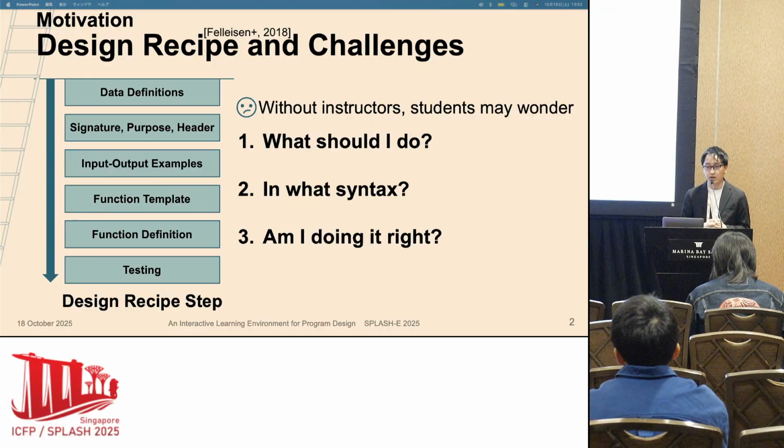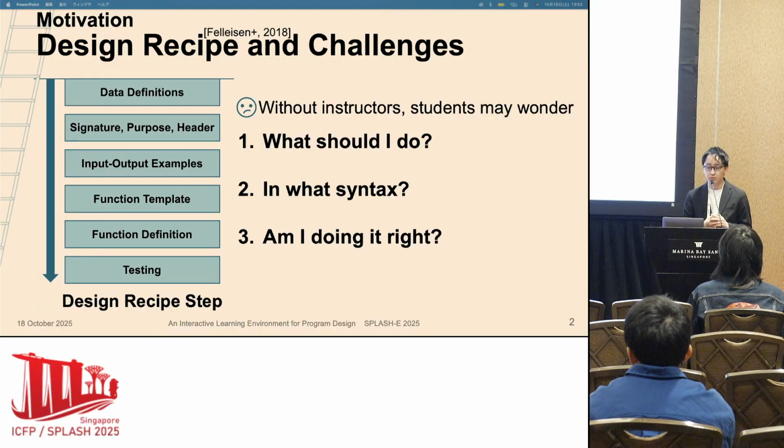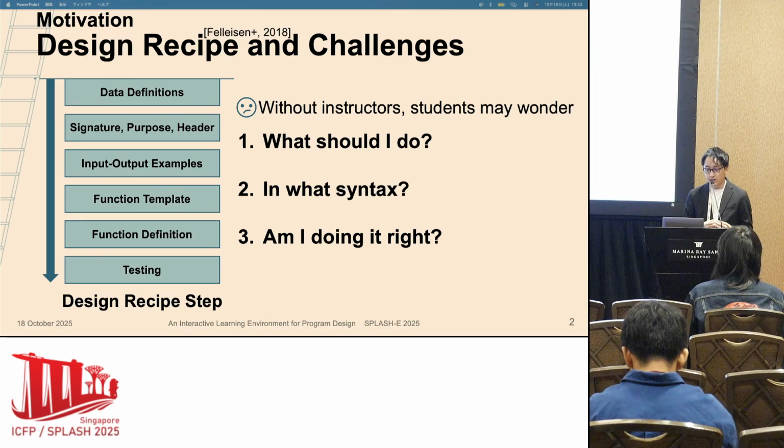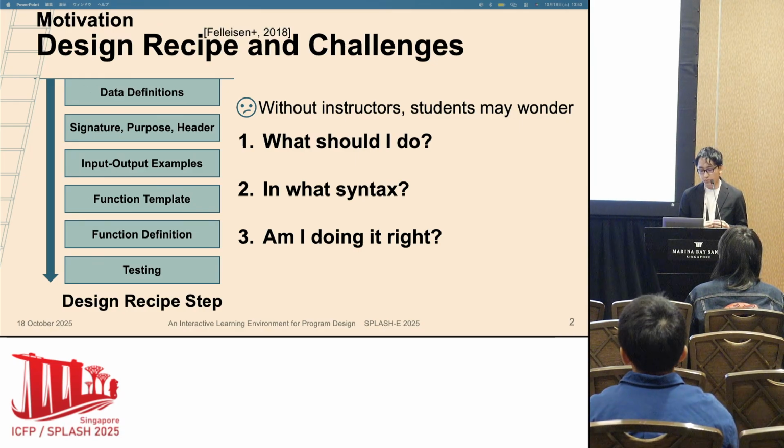First, with abstract description of the design recipe, they may not know what to do at each step. Second, if they don't have enough knowledge of the programming language's syntax, they may not be able to write the outcomes at each step in a grammatical way. Third, when there is no feedback on the intermediate outcomes, they cannot tell if they are on the right track.